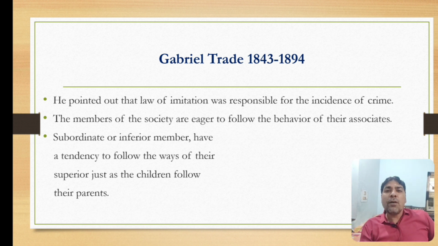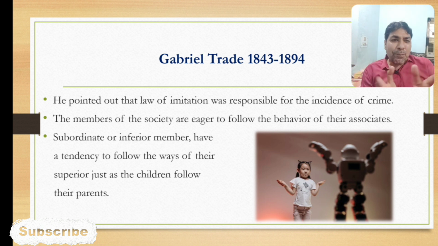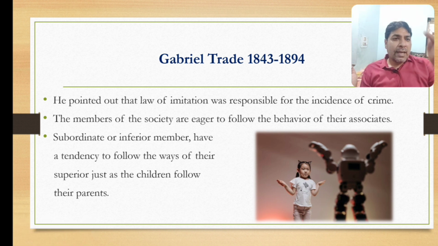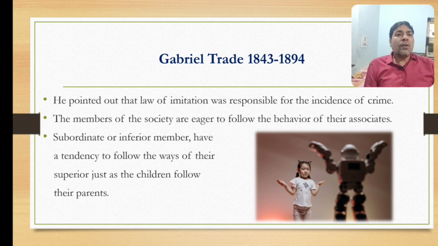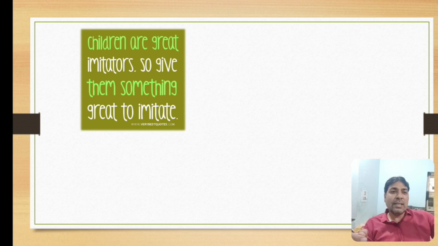They copy the behavior of their superiors, just like children follow their parents. Children always imitate the behavior of their parents. Likewise, the first offender is copying the behavior of the habitual offender according to Gabriel Tarde. This image shows a girl copying the behavior of a robot. According to Gabriel Tarde, it is the tendency of human beings. Each and every person is following someone. If a law-abiding citizen follows another law-abiding citizen, likewise a first offender copies the habitual offender, and that's why he commits crime, and the crime ratio is increasing day by day.